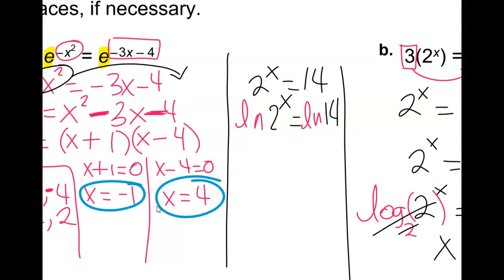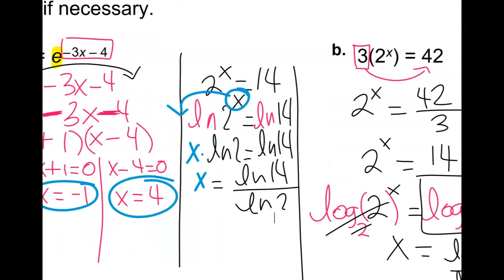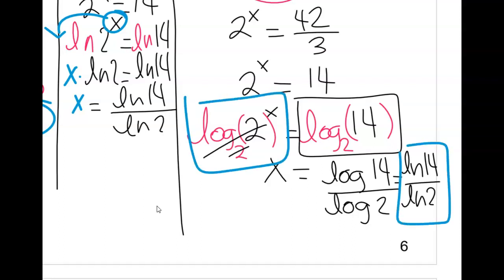And then you use the power property, so take the x to the front as a coefficient, so x times natural log of 2 is equal to natural log of 14. So now x is going to be equal to natural log of 14 over natural log of 2. And that is the exact same thing that we got when we went the other route and used the log base 2, as you see here, and then we still had to convert it to either base 10 or base e to type it in the calculator.